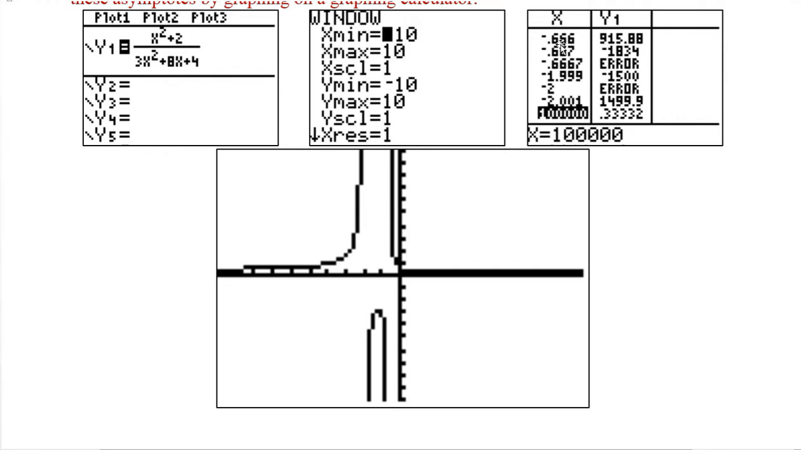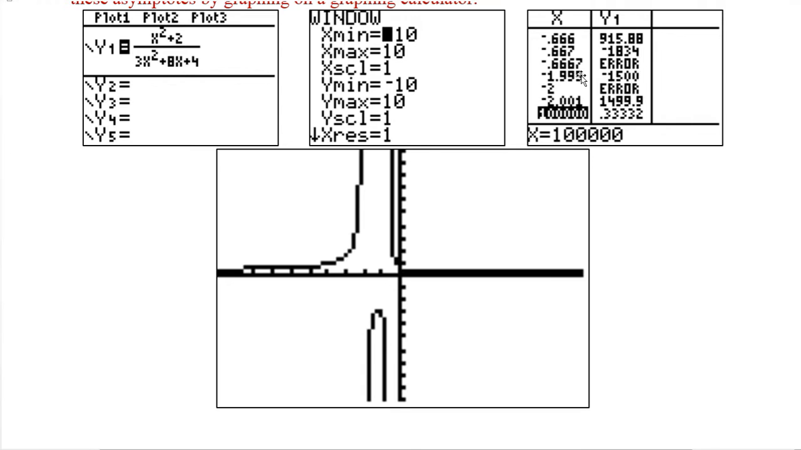For example, -0.666 is a little bit to the right of -2/3, and we get a really big number. So that's going way up here. So that indicates maybe a positive infinity there. And -0.667 is a little bit to the left of -2/3, and notice down there it goes way down in the negatives. So that's the limit going down to negative infinity.